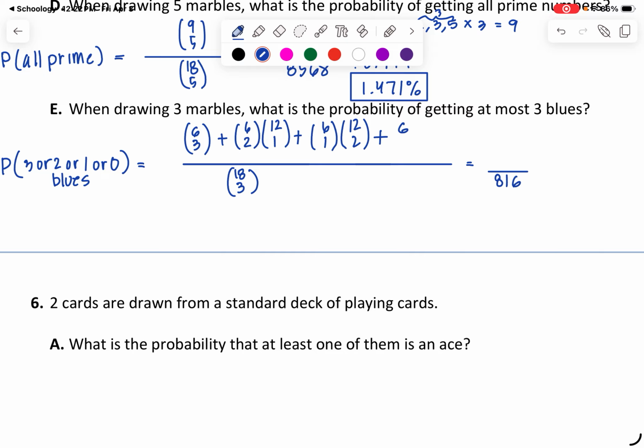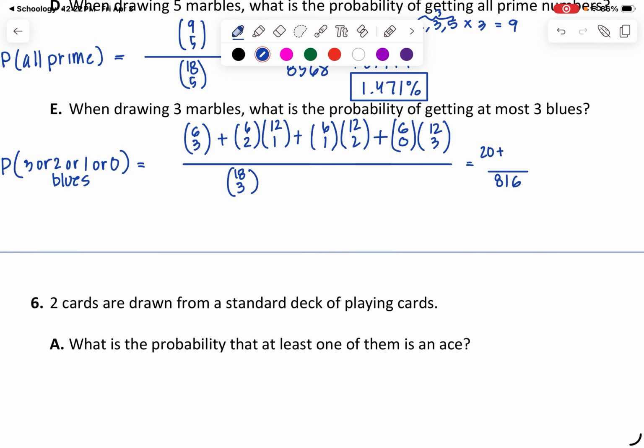Good. Or, how many ways can I get 0 blues? From the 6 blues, I'm not getting any, which I don't even need to put down because that's 1. And then from the 12 other colors, I'm getting 3. Put that in my calculator. I already did it. So 6 choose 3 is 20.